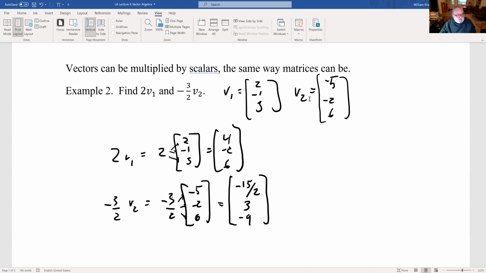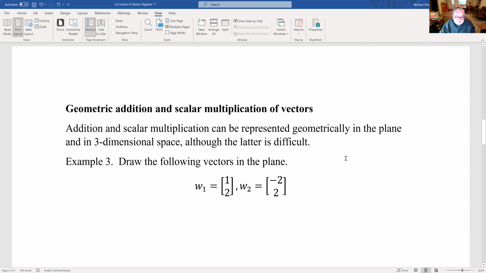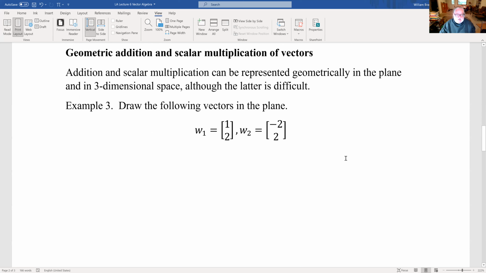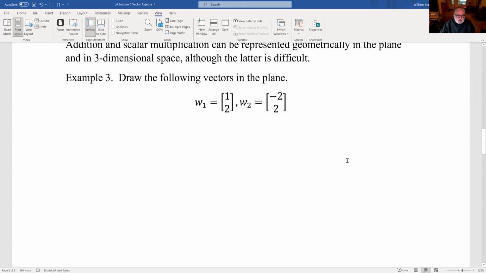So algebraically, if we're just dealing with numbers, it's pretty easy to multiply vectors by numbers and add them. So what do they mean geometrically? Geometrically, 2 dimensions is easy, 3 dimensions is hard, because it's always hard to draw in 3 dimensions.